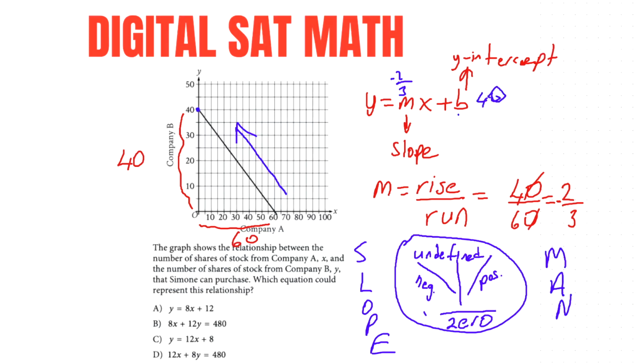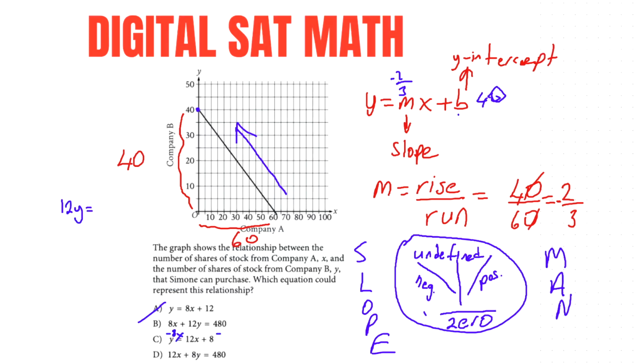Let's check out the choices then. Y equals 8x plus 12. Can it be the answer? No, because the slope is positive and the y-intercept is 12. So let's go ahead and eliminate this choice. In this one, we have 8x plus 12y equals 480. In this case, you're supposed to isolate the y, which means I'm going to take away 8x from each side.